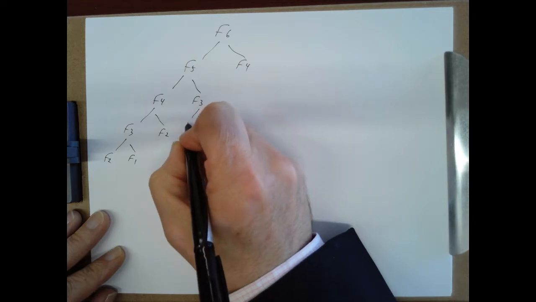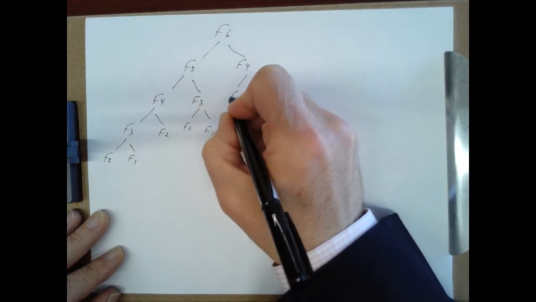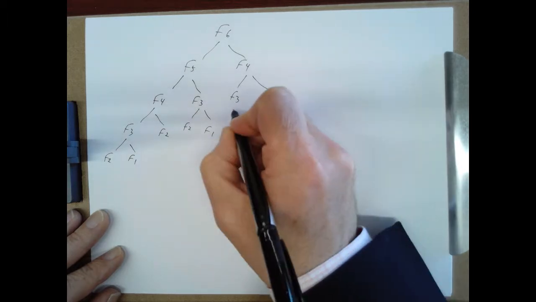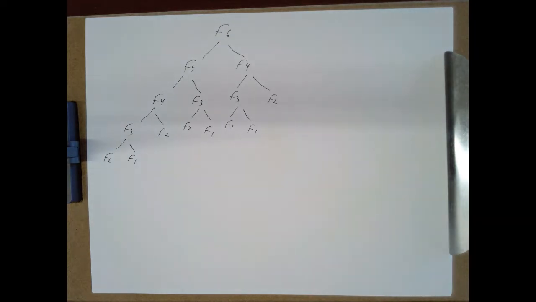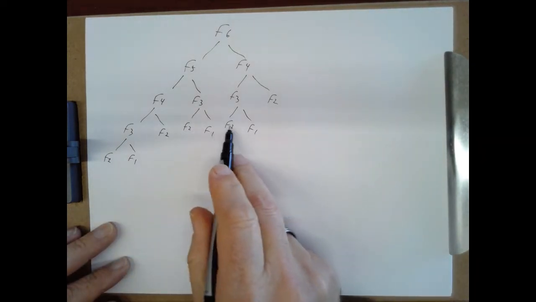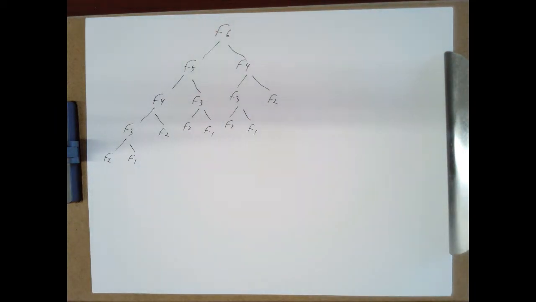F of 3 will need f of 2 and f of 1. And over here, f of 4 needs f of 3 and f of 2. And f of 3 needs f of 2 and f of 1. So we're doing 1, 2, 3, 4, 5, 6, 7, 8, 9, 10, 11, 12, 13, 14, 15 calls to our Fibonacci function to find f6.